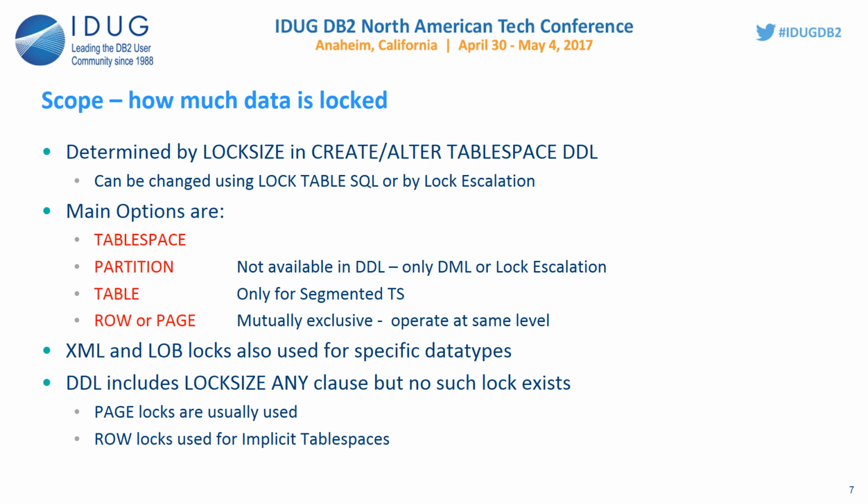Okay? Now, if you look at the syntax diagram for DB2, you'll see there's a lock size any clause, but there is no such thing as an any type lock. So if you say lock size any, you're allowing DB2 to decide the lock size. Now, most of the time, it's going to choose page level locks. But one thing I found when I was doing the research for this presentation, which is not generally known, is if you code implicit table spaces, you're using row level locking by default.